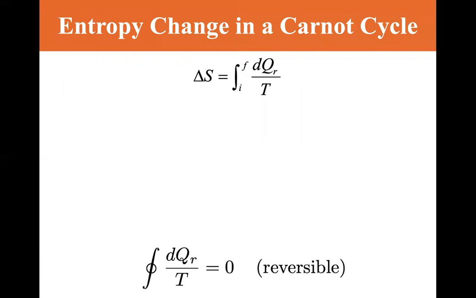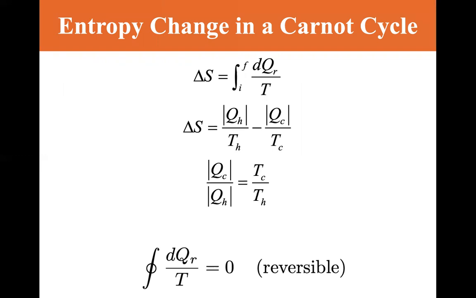Okay, I had to revise this slide. That's why you have this equation at the bottom. So delta S is equal to the integral of initial to final of dQ_r over T. Delta S is equal to Q_hot over hot temperature minus Q_cold over cold temperature. And we know from the efficiency that Q_cold over Q_hot is equal to the cold temperature over the hot temperature. So the delta S equals 0. So for a reversible cyclic process, the path integral of dQ_r over T is equal to 0. And we studied that reversible processes are idealizations.